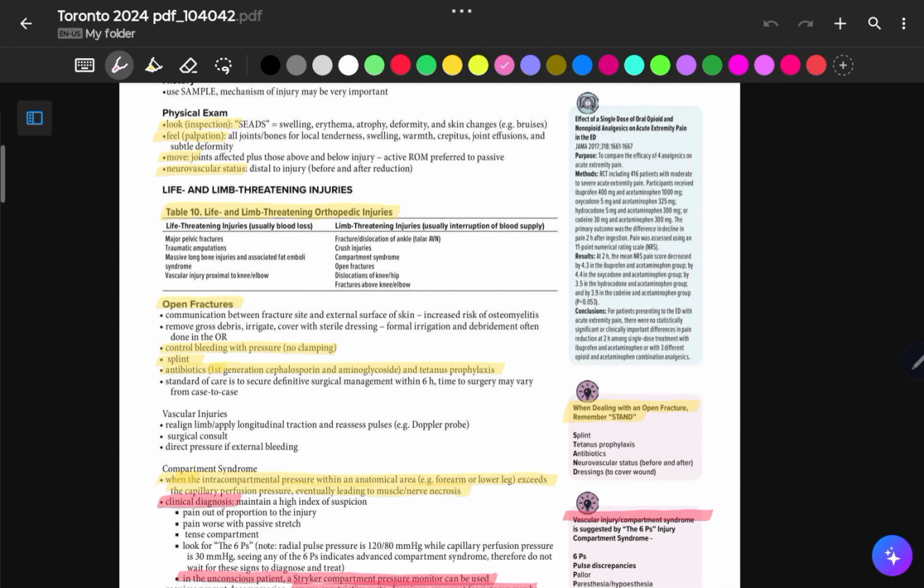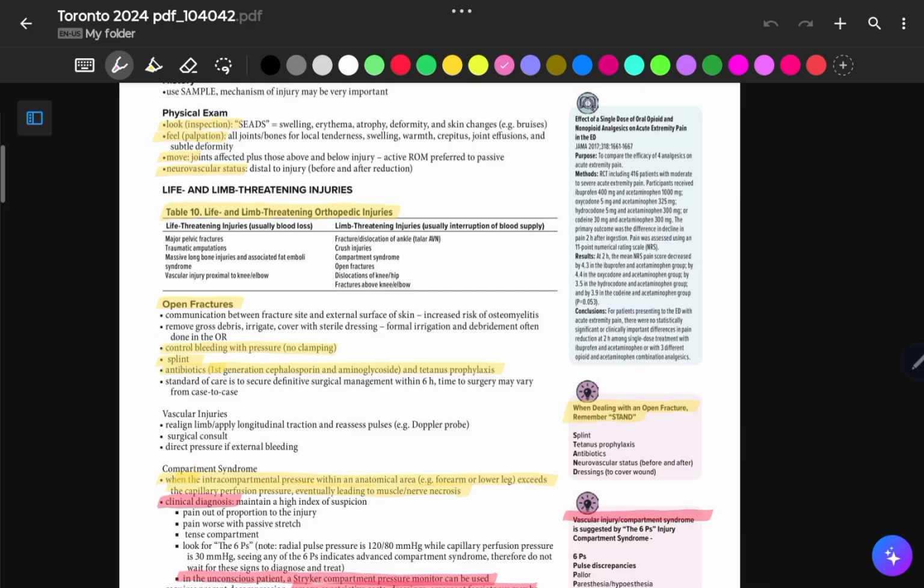So you also want to assess your neurovascular status. You want to assess the vasculature distal to the injury before and after reduction. So before you reduce the fracture and after you reduce the fracture, you want to make sure the neurovascular status is intact.